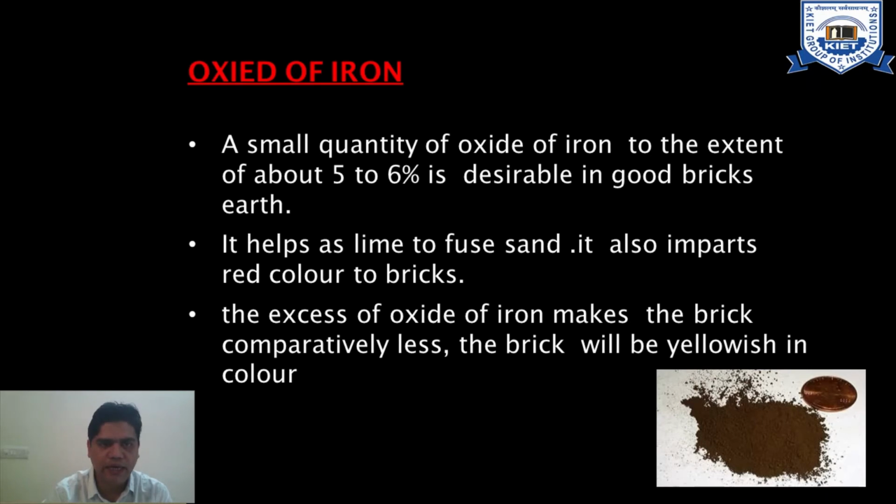Oxide of iron. A small quantity of oxide of iron, to the extent of about 5 to 6%, is desirable in good brick earth. It helps, like lime, to fuse sand. It also imparts red color to the brick. The excess of oxide of iron makes the brick comparatively less durable. The bricks will be of yellowish color.